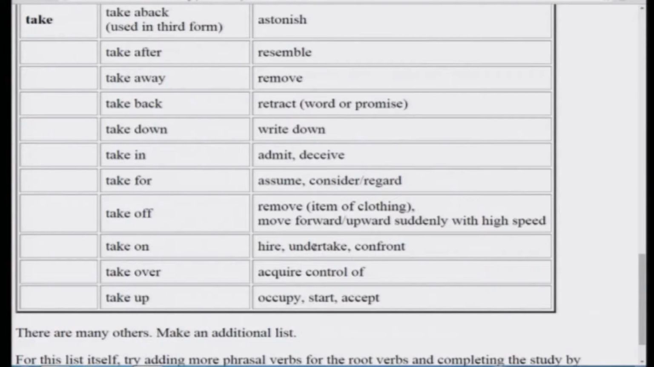Take over. We will take over the entire operation. Acquire control of. Take up, occupy. This activity takes up a lot of my time. Or start. Next, we will take up assignment 38. And accept also. We took up the responsibility and so on.